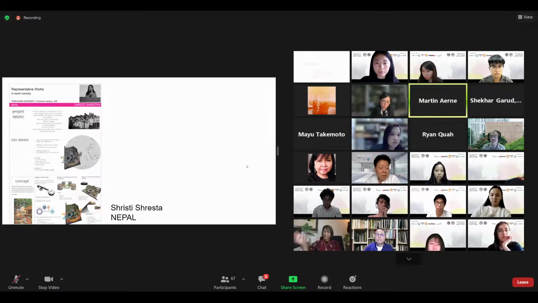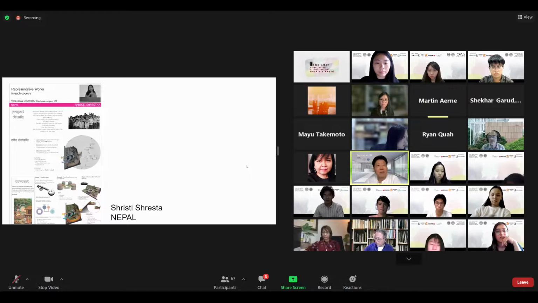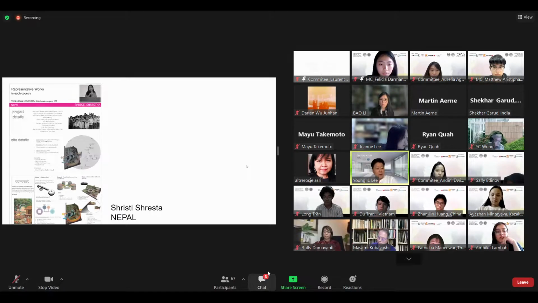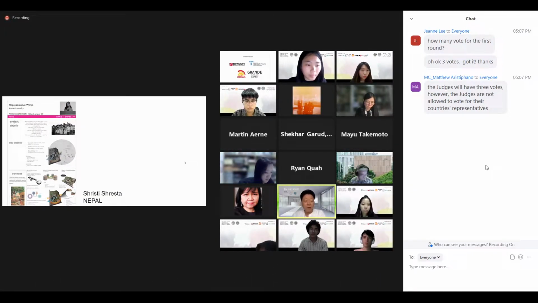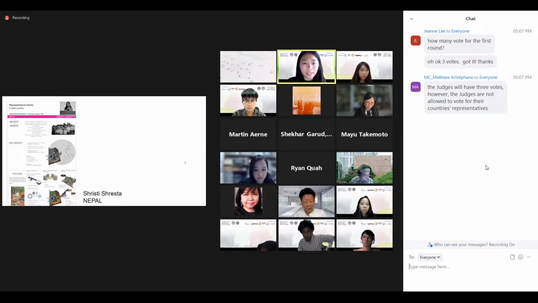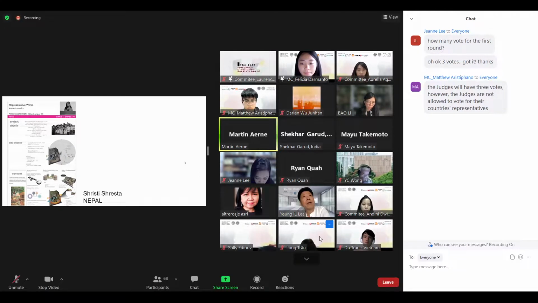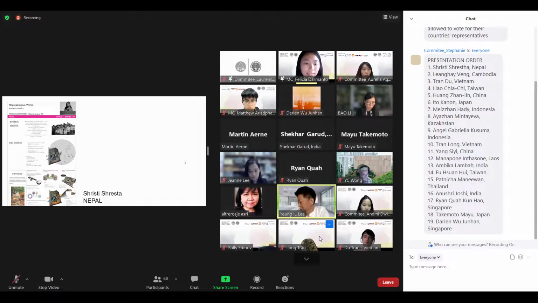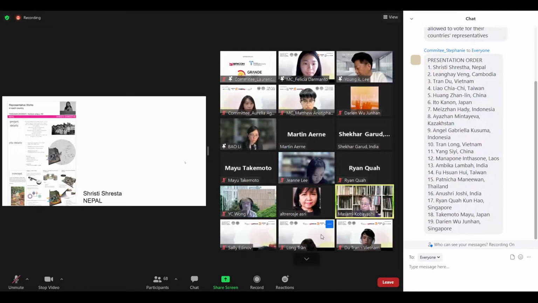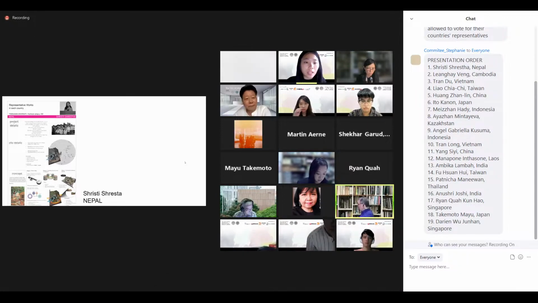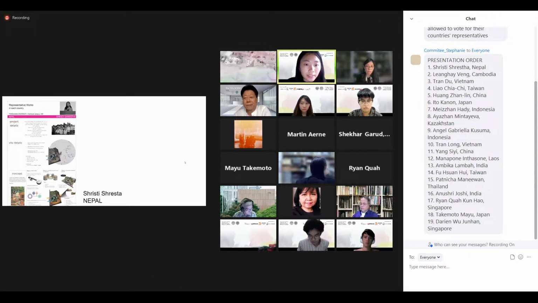Do you want us to show the 3 projects we pick together, or as they are presented again? I mean, in the first stage. Yes, in the first stage, we will have 3 votes. So we write all 3 numbers on one paper and show it to the camera. Yes, 3 numbers. The presentation order has been sent in the chat box.